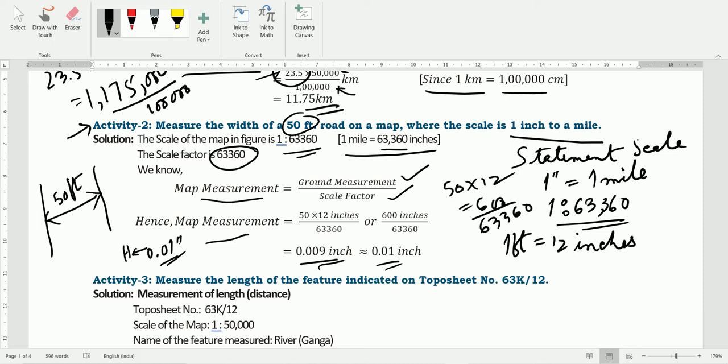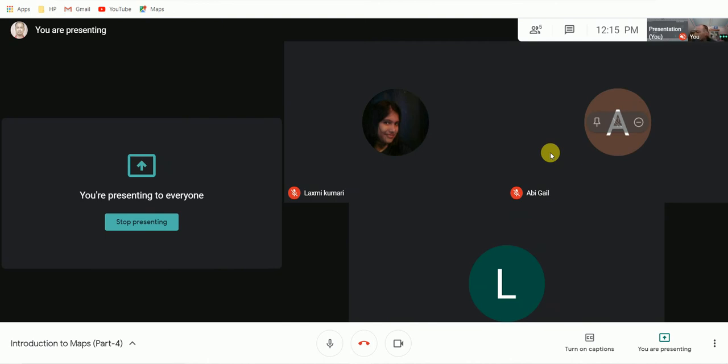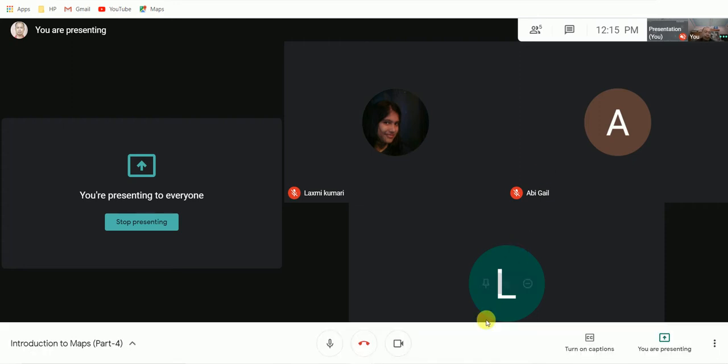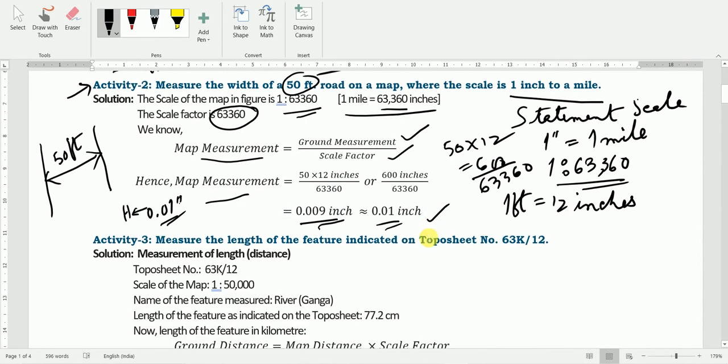Remember, to convert the ground distance into map distance, we have to divide the ground distance by the scale factor. Accordingly, we have got the width of the road on the map as 0.01 inch. So this is the answer. Are you clear in the question? If you don't have any doubts, then let us proceed to activity 3.